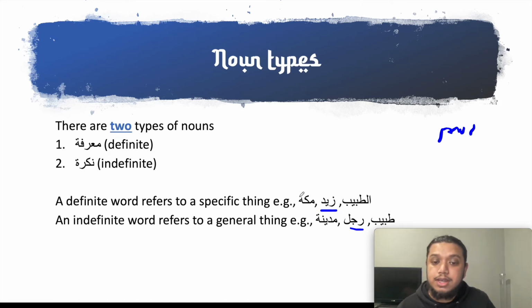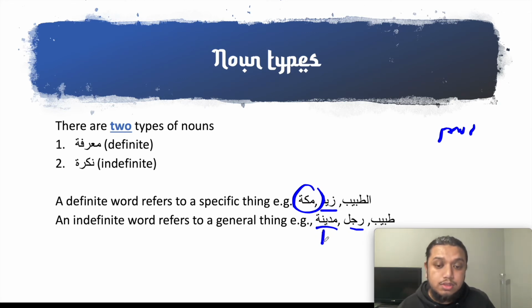Another example is Mecca. Cities are specific. So if you say to someone, I'm going on a flight to Mecca, they know what you're talking about. Likewise, London, Manchester, New York City, these are definite words. They refer to specific things, as opposed to Medina, which just means city. If I say to you, I'm going to a city, you don't know which city I'm going to.